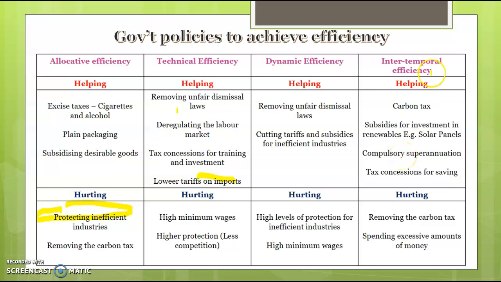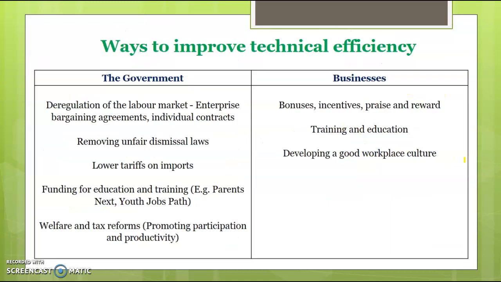Helping intertemporal efficiency, anything that's good for the environment. So a carbon tax, subsidies for investment in renewable energy, and then these last two are about encouraging savings. So compulsory superannuation is related to intertemporal efficiency because it forces people to save for retirement. Tax concessions for savings, so if you have more money in the bank, you don't have to pay as much tax, is another example. Things that might hurt: removing the carbon tax, the government spending excessive amounts of money, and therefore not having money for the future, so going into a lot of debt.